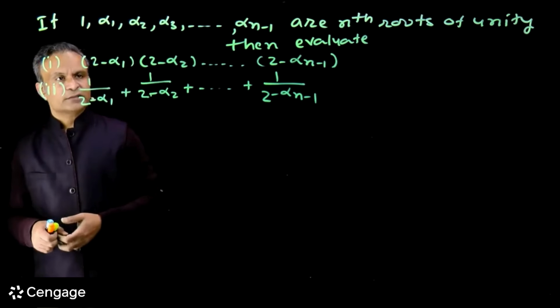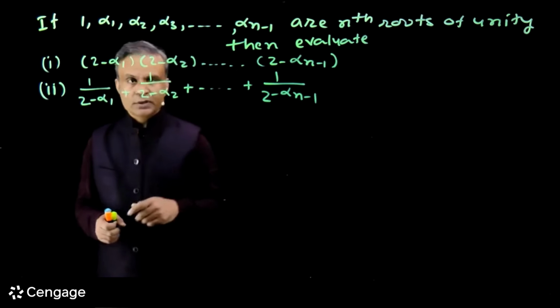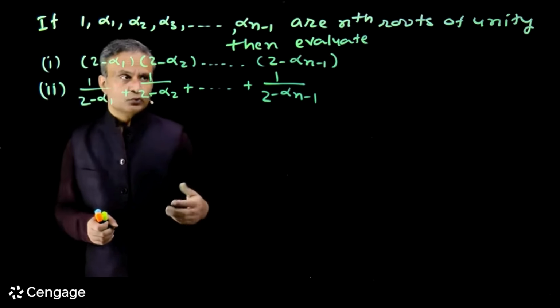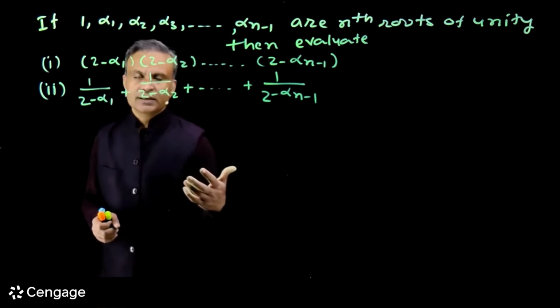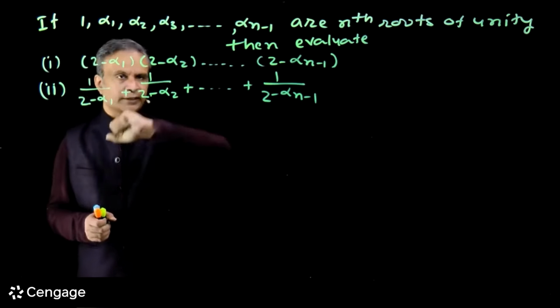First is (2 minus alpha 1) into (2 minus alpha 2) up to (2 minus alpha n minus 1), and second is 1 over (2 minus alpha 1) plus 1 over (2 minus alpha 2) up to 1 over (2 minus alpha n minus 1). हमें इन दोनों के वैल्यूज निकालने हैं.